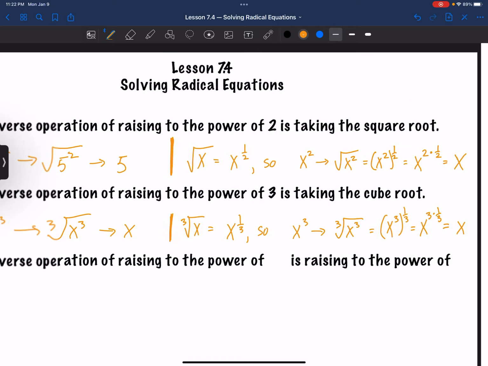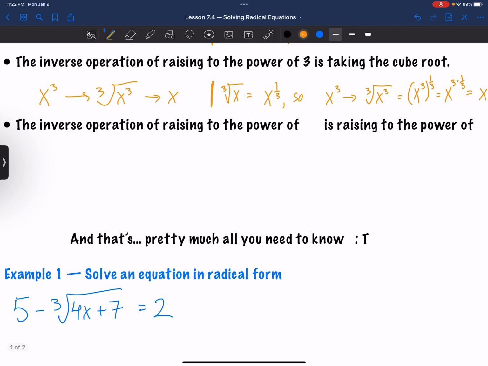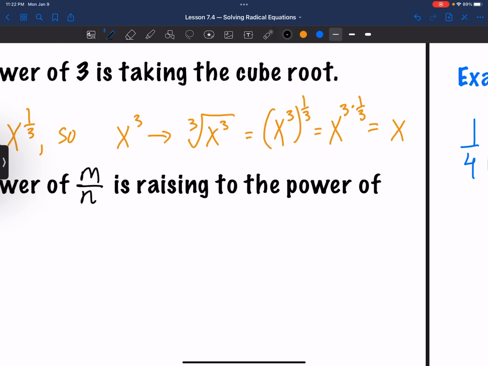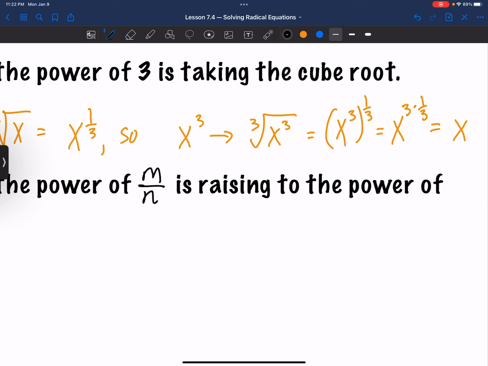Okay? So we can generalize this for any rational exponent. That rational exponent being the power of m over n. So what I've written here is the inverse operation of raising to the power of m over n is to raise to the power of the reciprocal, which is n over m.